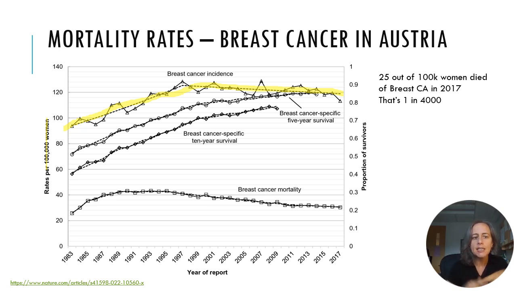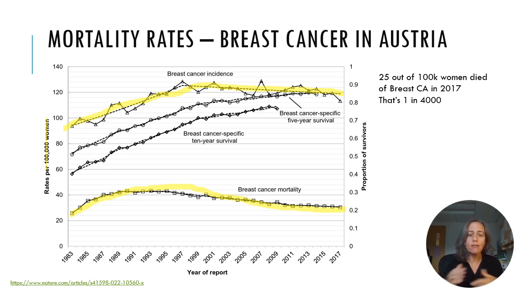And so you can see the incidence kind of went up and it's kind of leveled off, maybe gone down a little bit. This chart only goes till 2017. So there's your incidence, the number of people who are getting breast cancer per year controlled for the population. And then down here is mortality.